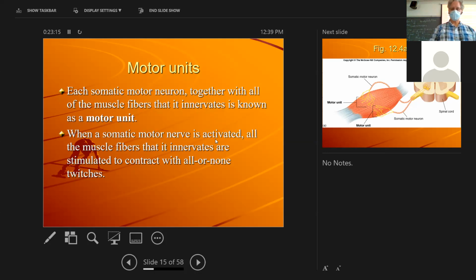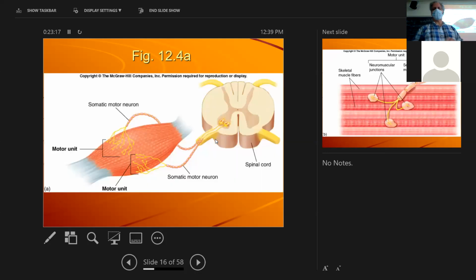Now, this is a picture from your book simply showing the innervation of all these muscles. So the motor neuron with its muscle fibers, that's your motor unit. This, that's your motor unit.